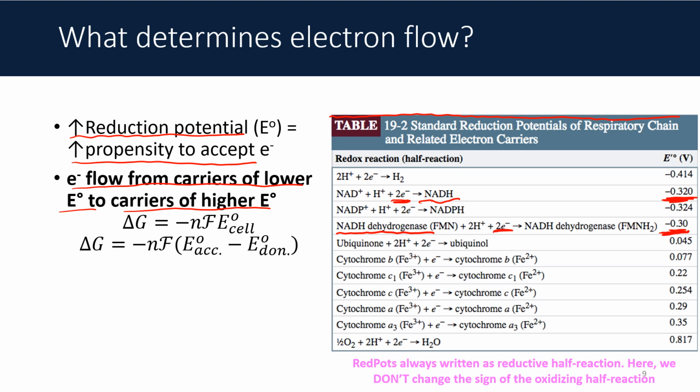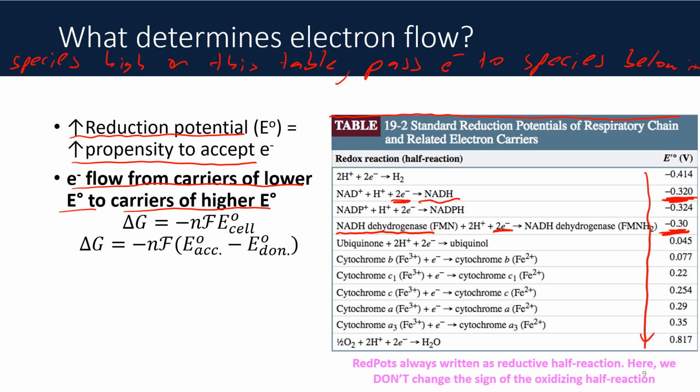Said another way, species that are high on this table pass electrons to species below it. Electrons flow down this way, spontaneously.